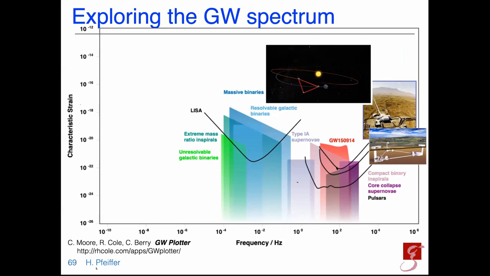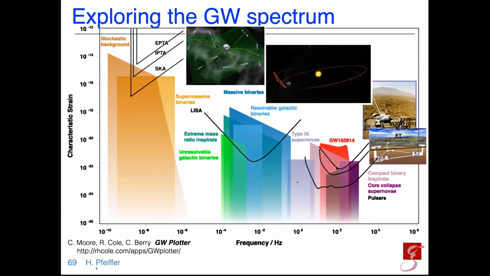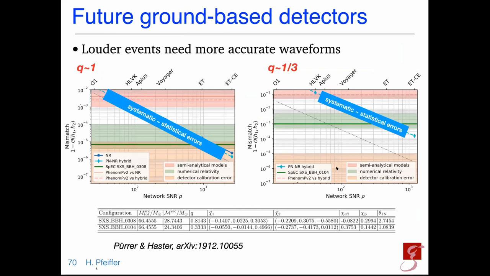There's also pulsar timing at yet lower frequencies. And fundamentally, what is needed is that these future detectors are more accurate. So they're going to see louder events, which are going to need more accurate waveforms. Here's a study by Mike Pürrer and Carl-Johan Haster, basically saying that currently in O1 and even at Hanford, LIGO, Virgo, KAGRA design sensitivity, the systematic errors are still small and that the waveform models are good enough.